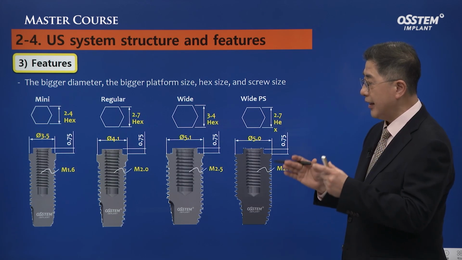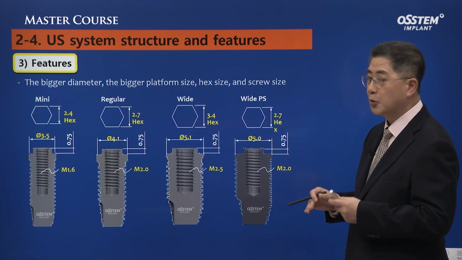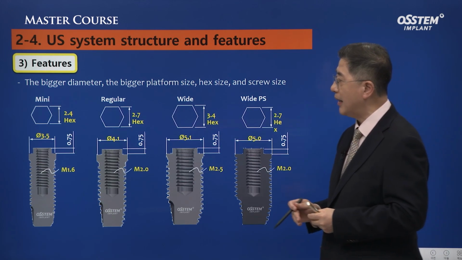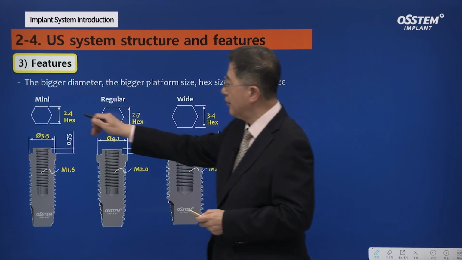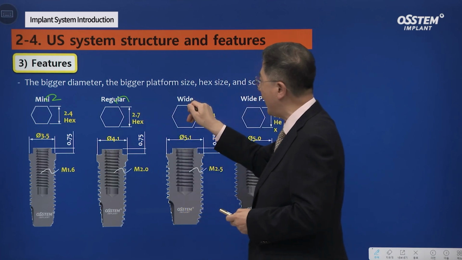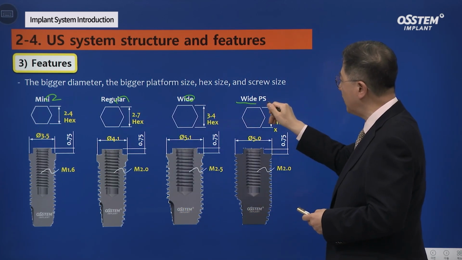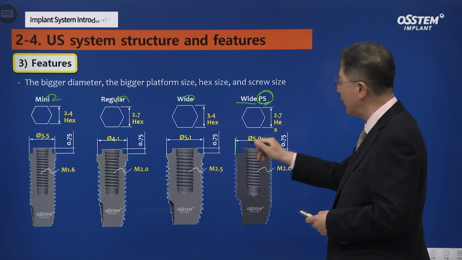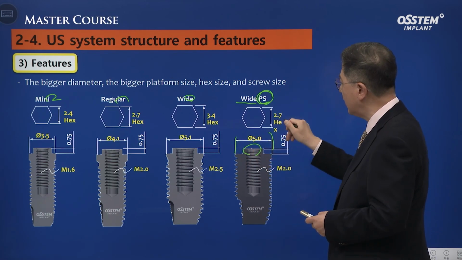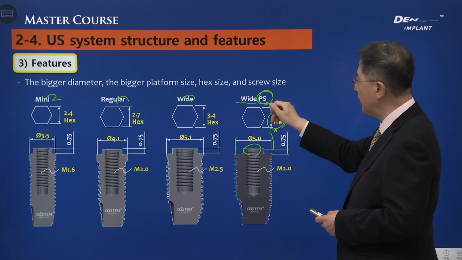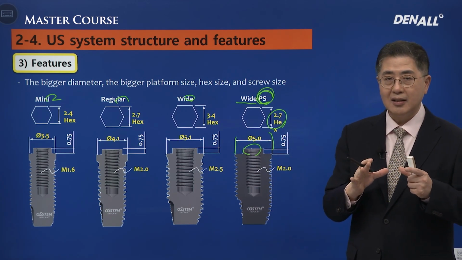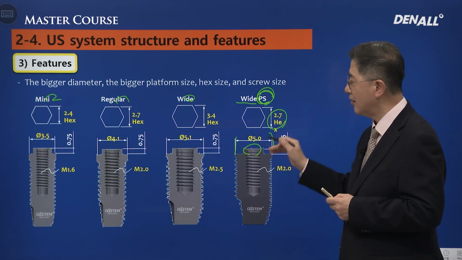There are different implant hex sizes available. In general, 4 types of connection are available from OSSTEM: mini, regular, wide, and wide PS. PS stands for platform switching. For the wide implant, the hex size is 2.7 millimeters. This is PS. This is the implant system for platform switching.